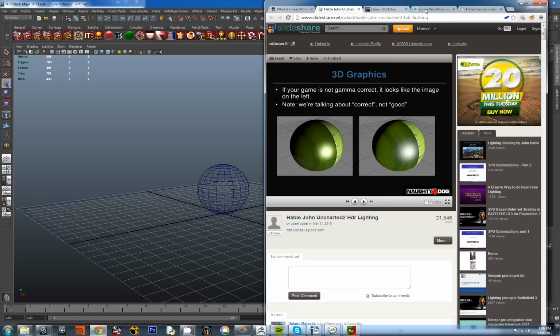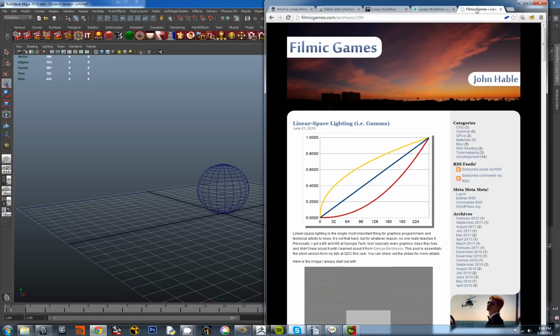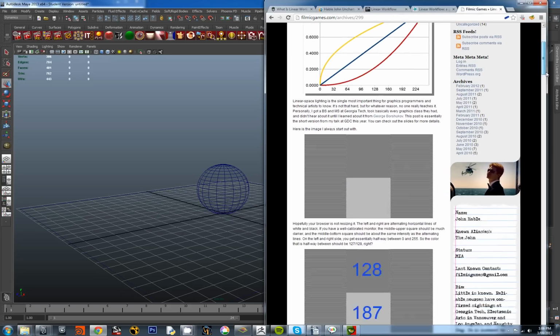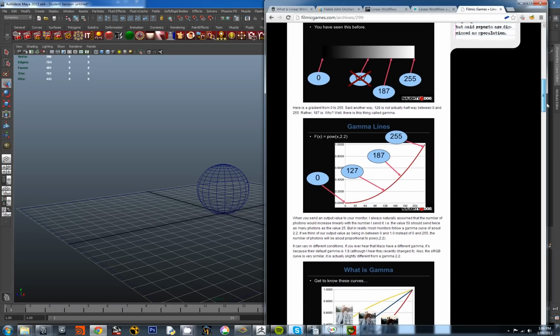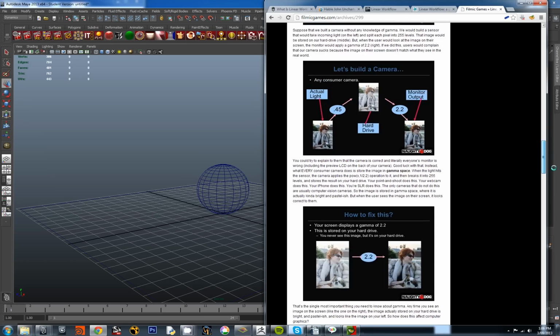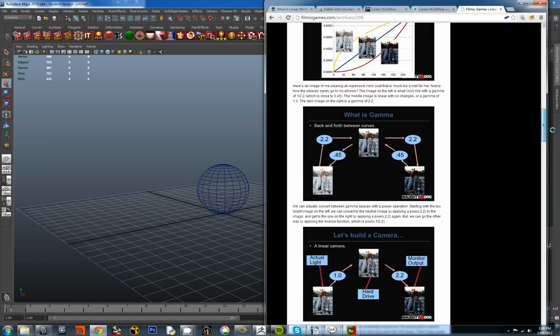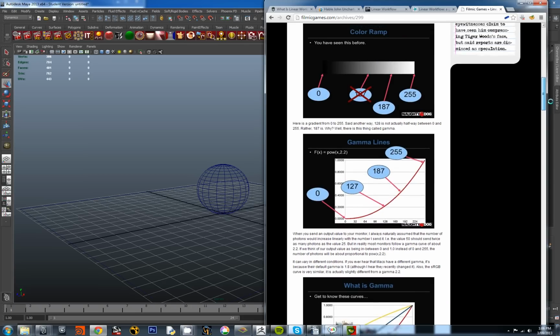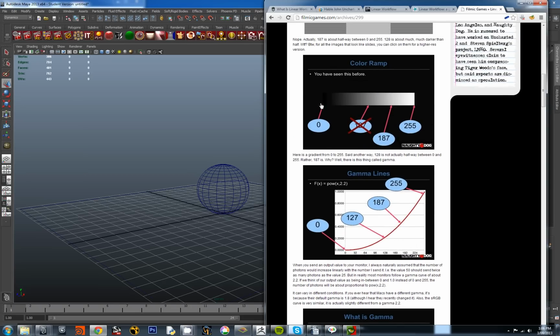It may actually make more sense to have a look at John Hable's other website, which is Filmic Games. Let me see here. Let's see, the same slides are here. Okay, let's just refer to this slide again. We can see we have a greater concentration of dark tones. This allows us to actually get information which we see. Okay, so we need to correct this.